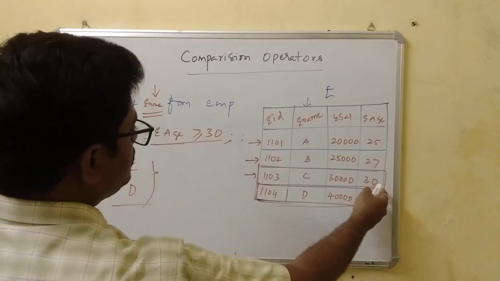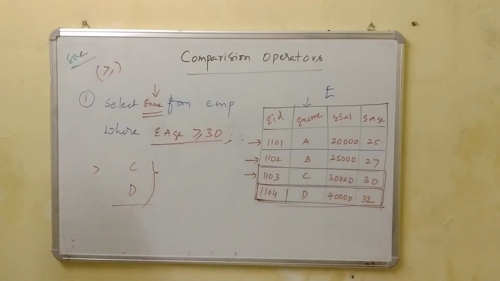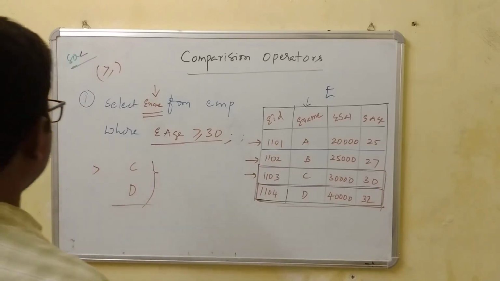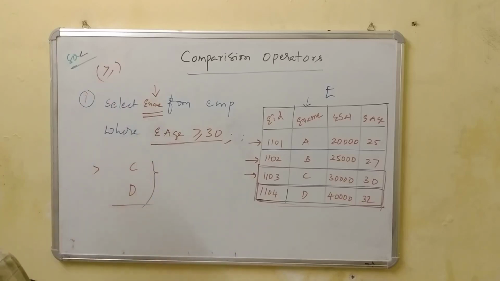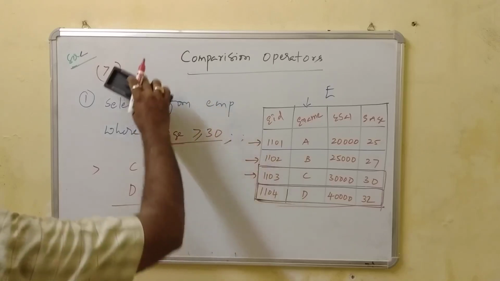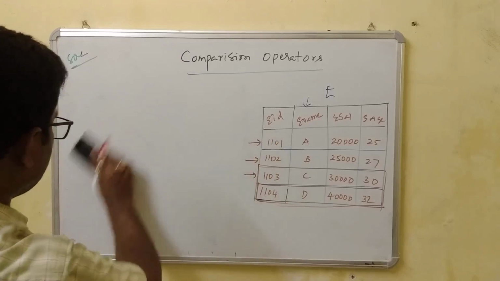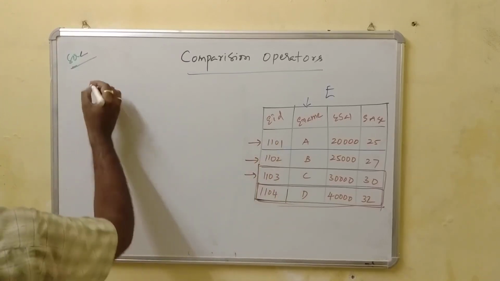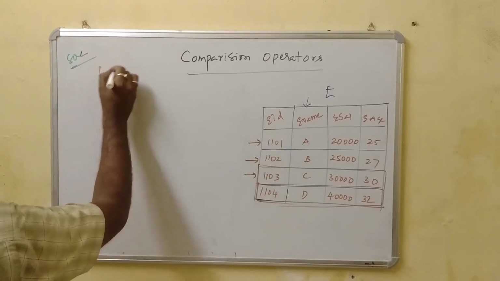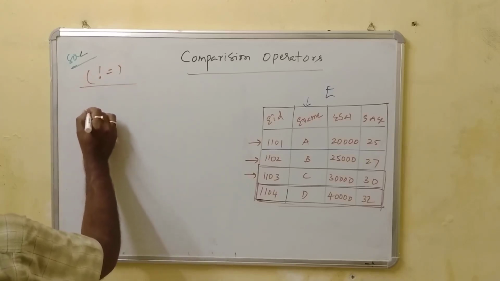Since we said greater than or equal to 30, both conditions are covered, so the values will automatically be printed. These names will be printed like this, right? So I hope you got all the comparison operators: equal to, less than or equal to, greater than or equal to, and the final one is not equal to. The last one is the not equal to operator. How this not equal to operator works, we'll see now.